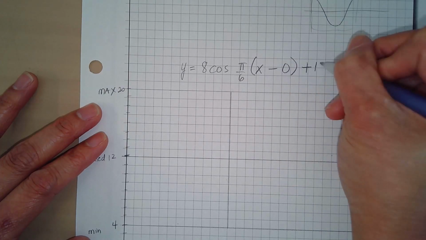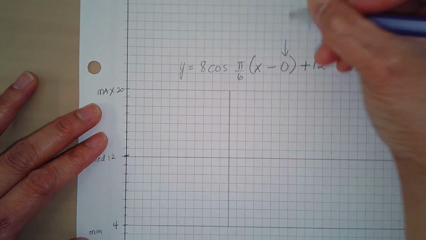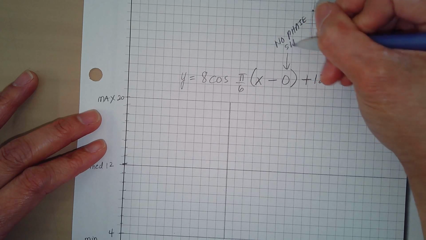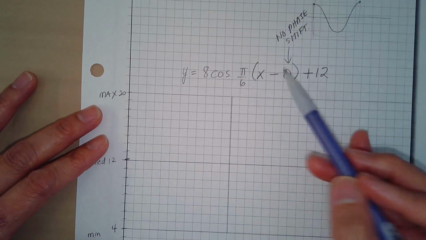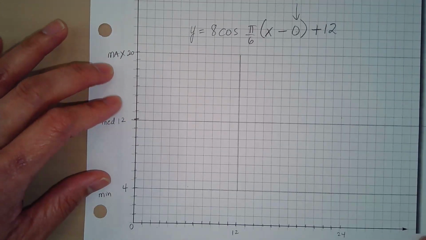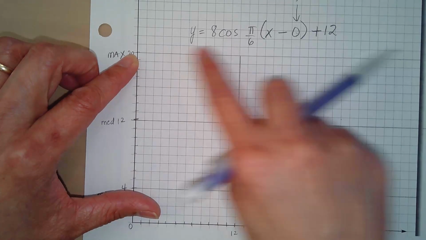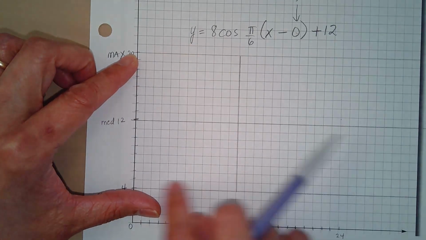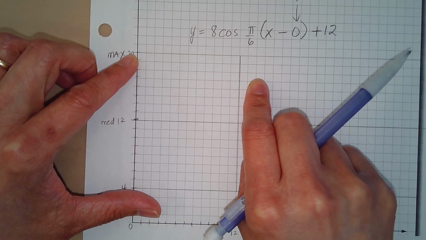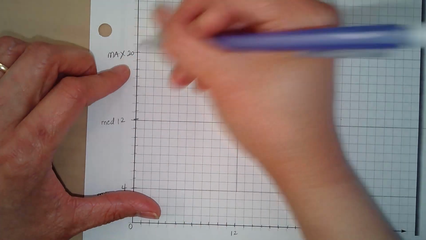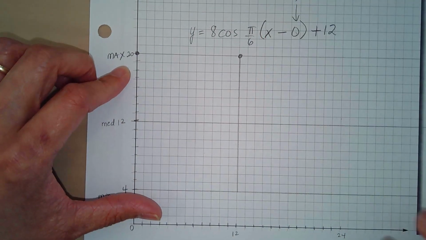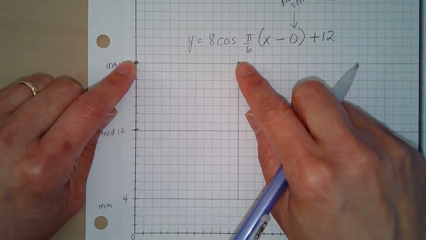Just want to make sure it's all clear. No phase shift. Okay, no phase shift, that means we're starting right at 0. So in this little box in here, we should be able to fit one cycle, right? One cycle. So max to max. That's your first two key points.